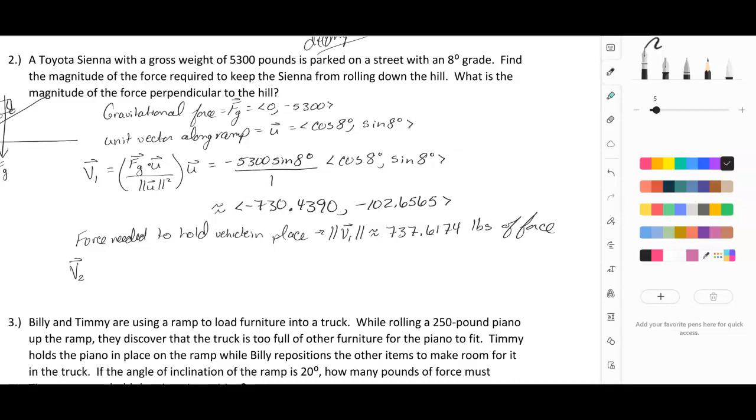Now we want to find the magnitude of the force perpendicular to the hill. That's where we're going to go with V2. V2 is the perpendicular component. So I'm going to take that F and subtract V1. If I take F and subtract V1, I'm going to get 730.4390. And then negative 5,300 minus negative 102.6565 is still going to be a negative.